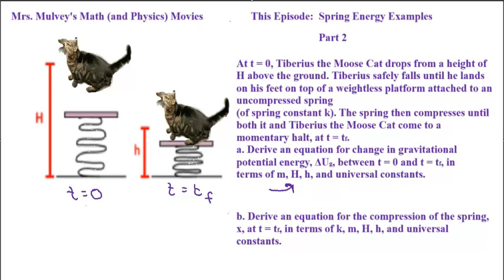This question is asking us to find an equation for the change in gravitational potential energy. I want to know how much the gravitational potential energy has changed. Well, any change like that is just the new value minus the original value. So I need a new value for gravitational potential energy. After Tiberius safely lands, notice in this scenario, there is some spring potential energy, but because he still has some height, there's also some gravitational potential energy. But in this case, all we're talking about is how much that gravitational potential energy changed.